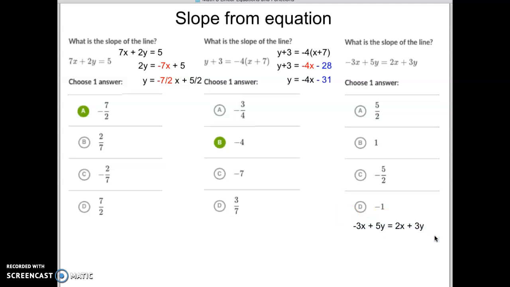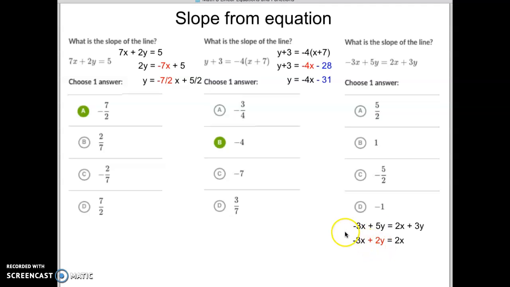Now, again, in order to solve this, we want the y on the left side. So I'm going to cancel this positive 3y. How can you cancel a positive 3y? Add a negative 3y to both sides. So negative 3y's cancel here, and positive 5y plus negative 3y equals positive 2y.